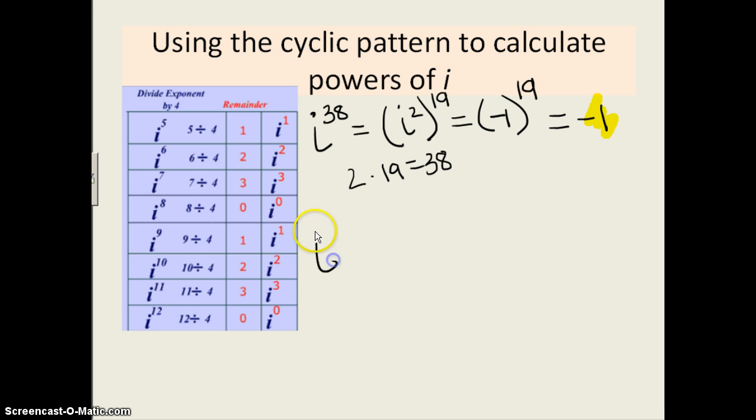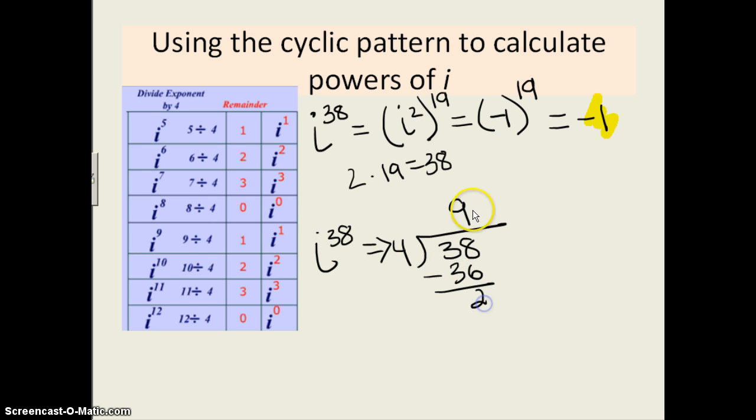Now let's do it using the remainder and verify that we get the same answer. I'm going to do 38 divided by 4, 9 times. 9 times 4 is 36, with remainder 2. Now, all the 9 tells us is that i to the 38th power has completed 9 full cycles. But what I'm concerned with is how many are left over until the next cycle, because that becomes the exponent on my i for my answer. So since there's a remainder 2, that's i squared, and by definition, that is -1. And you can see we get the same answer no matter which method we use.